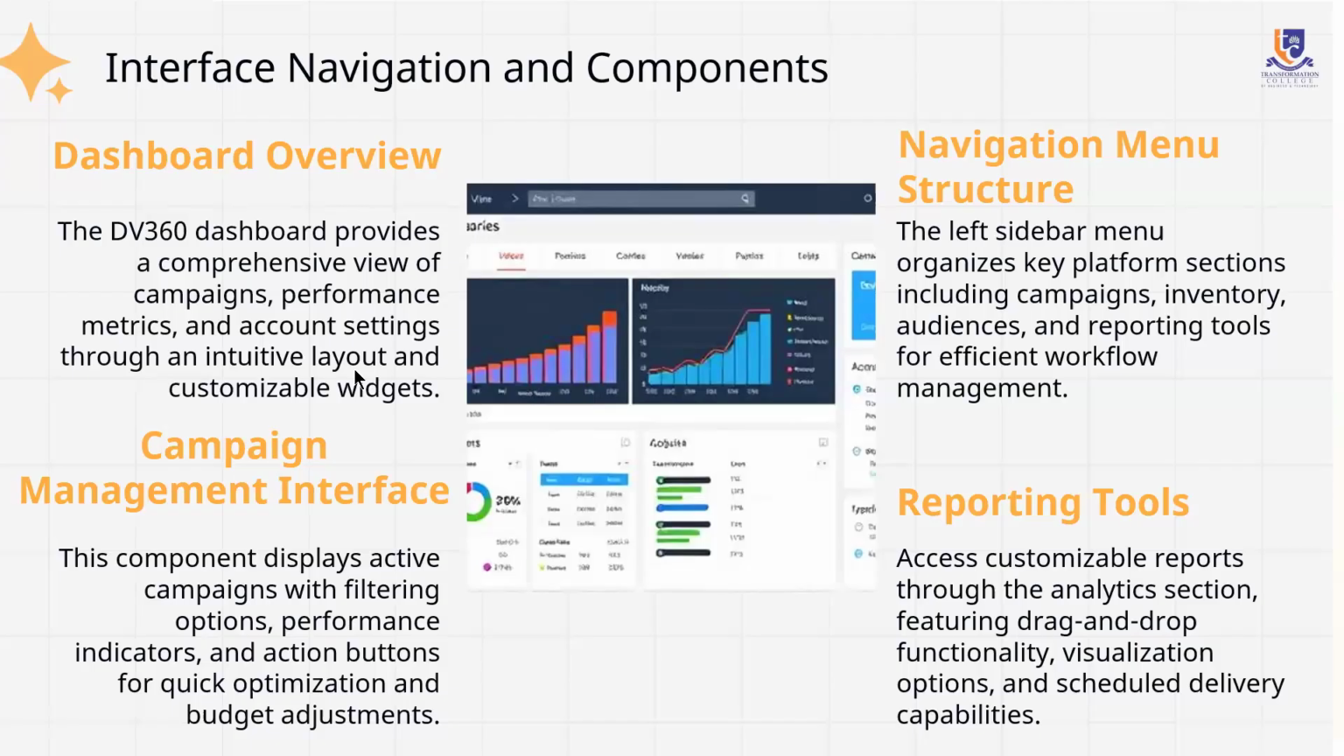So the campaign management interface is a component that displays active campaigns with filtering options. You can see when you ran this ad, what the performance is so far, and what the click-through rate is. You can check the performance of the ad, know which buttons and indicators you need to tweak to make it better, and quickly optimize the budget of the ads.